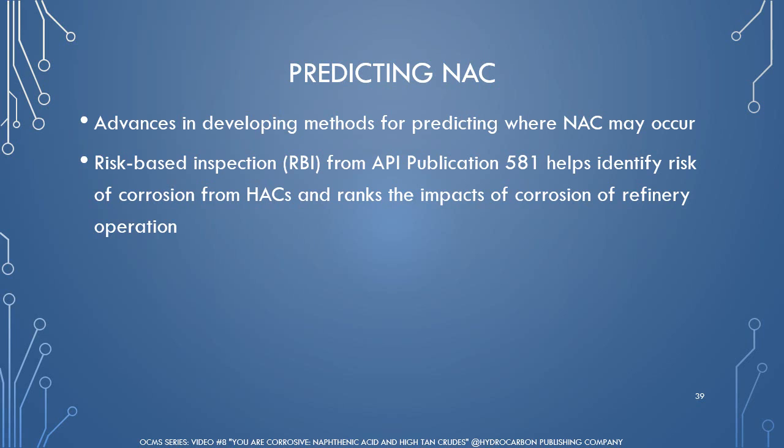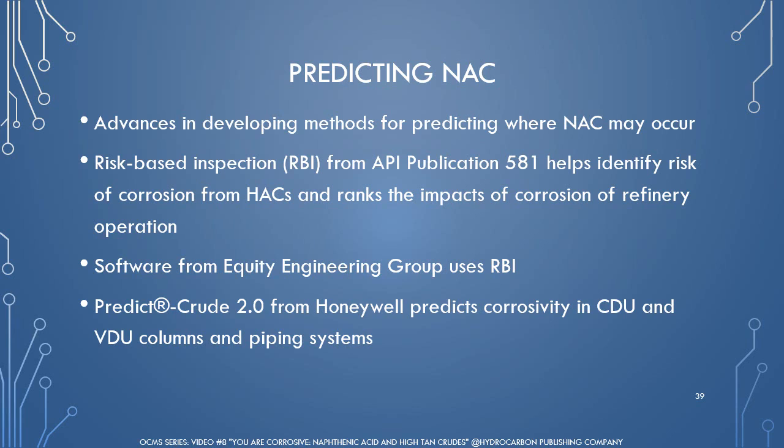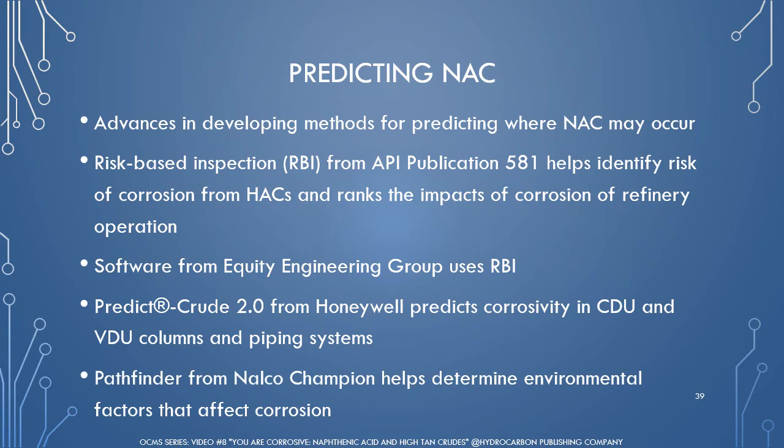A software package by Equity Engineering Group implements RBI for quantitative fitness for service analysis or materials evaluation. Other commercially available models include Predict Crude 2.0 from Honeywell, which uses crude assay data to analyze and predict crude corrosivity in CDU and VDU columns and piping systems, and Pathfinder from Nalco Champion, which assists in determining environmental factors that affect the conditions in which corrosion occurs.